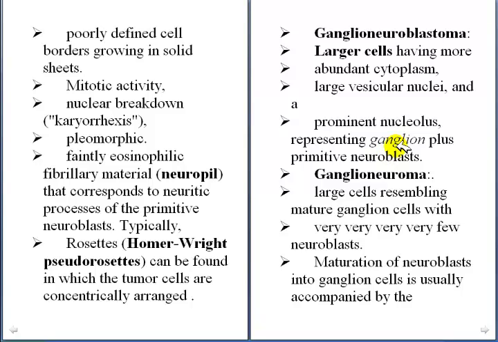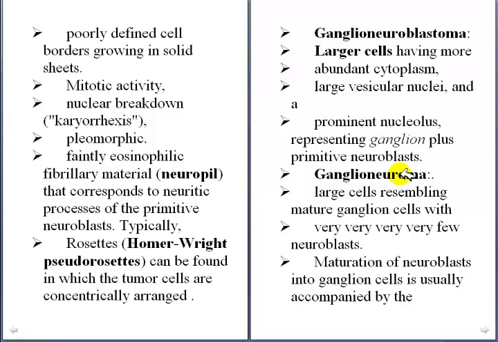Another is ganglioneuroma. Well, here you would also find large cells that resemble the mature ganglion cells, just like in ganglioneuroblastoma, but they have very few, almost nil neuroblasts. That's why they're specifically called ganglioneuroma, not ganglioneuroblastoma.